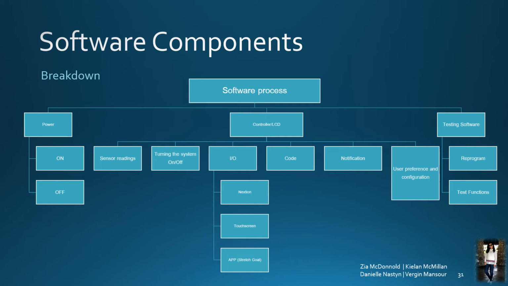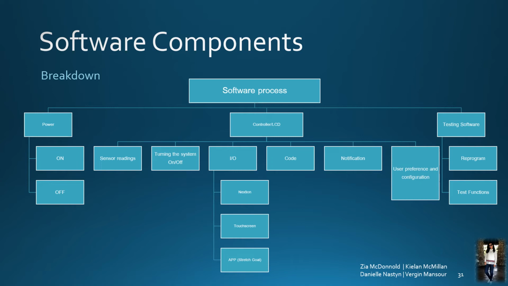In doing so, we had to have a breakdown diagram of how we're going to proceed and how the software process will proceed. We divided the software process into three different categories. We needed to make sure that the device would power on and off, as well as be able to control it through the LCD, and then we would worry about the testing part.